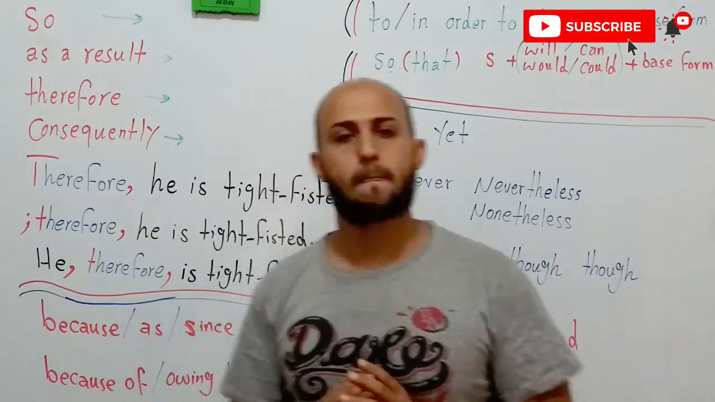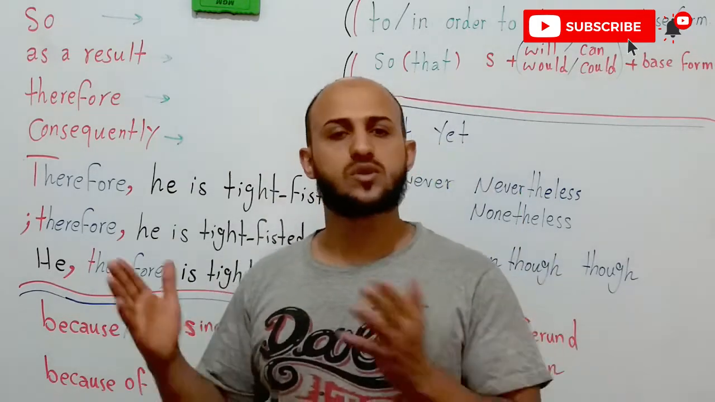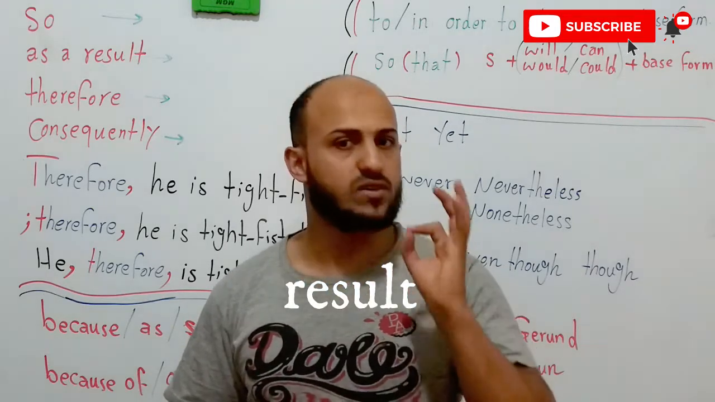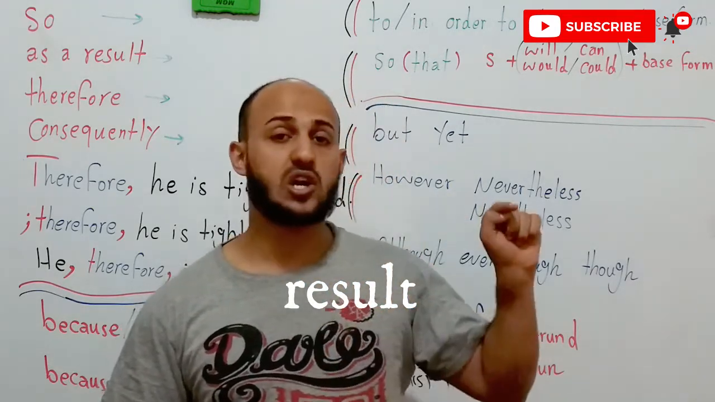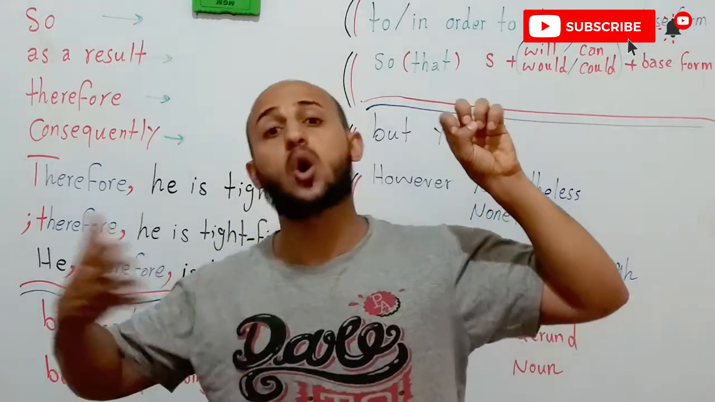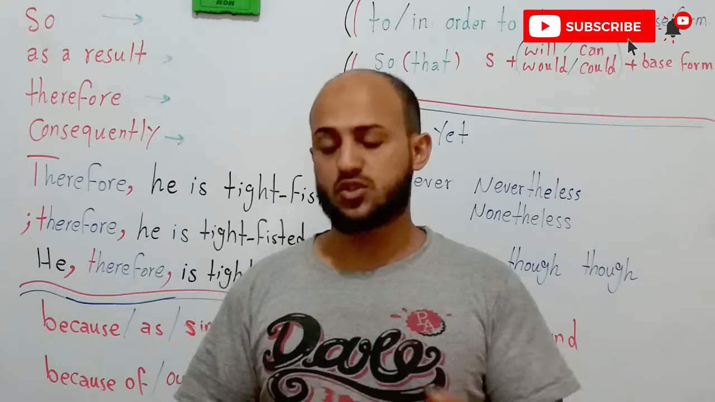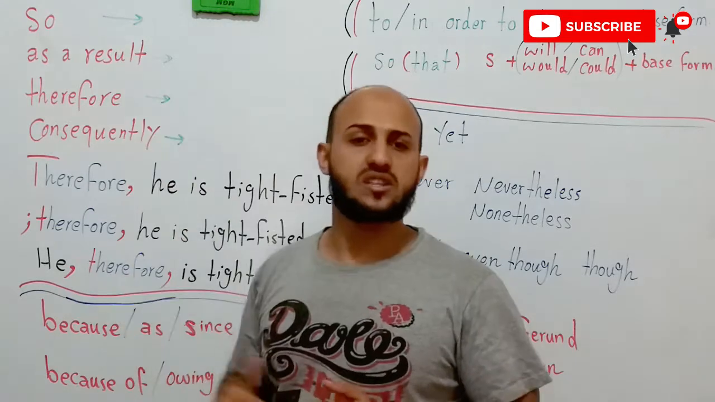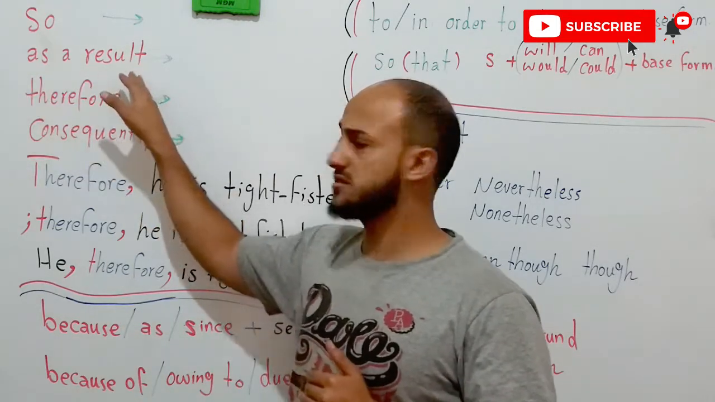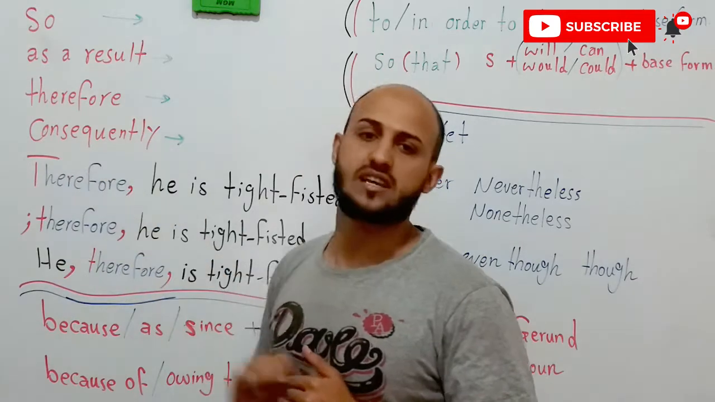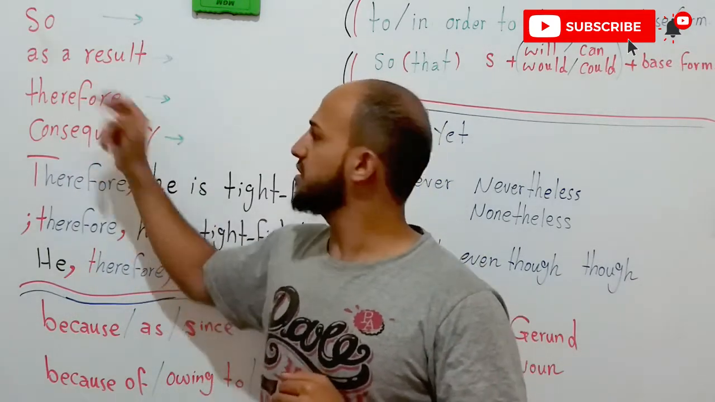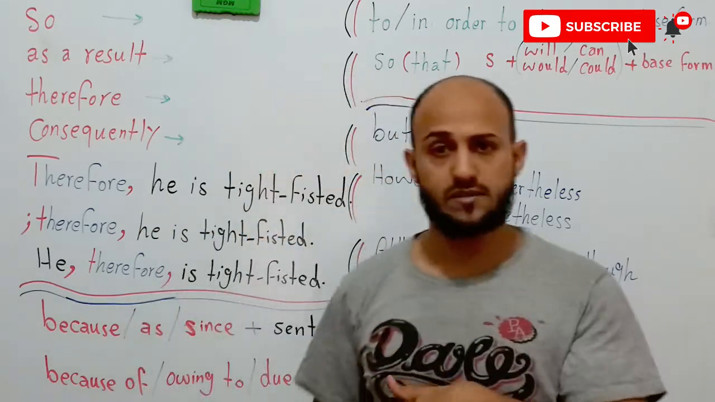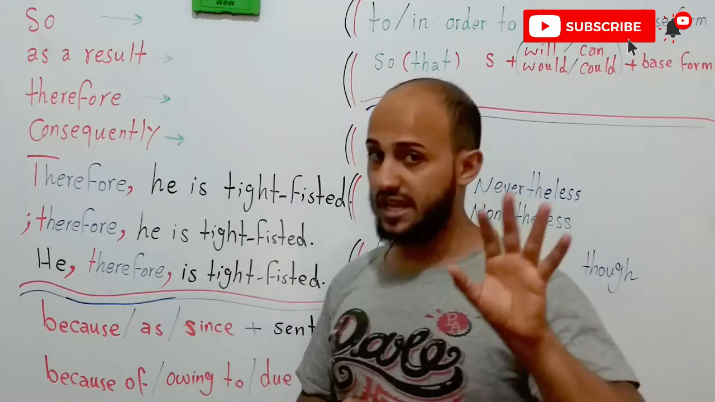The word so. This is the first kind. We use the word so when we are talking about a result, all right? For example, I turn on the light so I can see. So this is the result. Very good. We have alternatives: as a result, therefore, consequently. These three we can use as the word so, and they have exactly the same meaning as so.